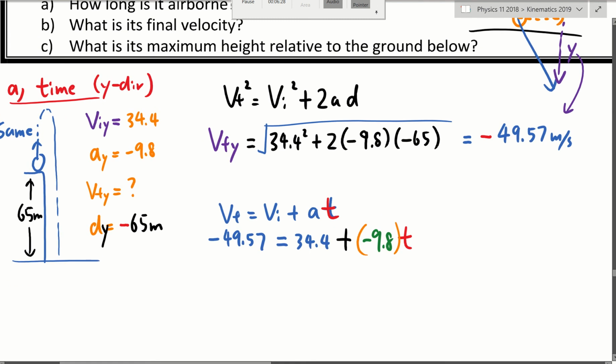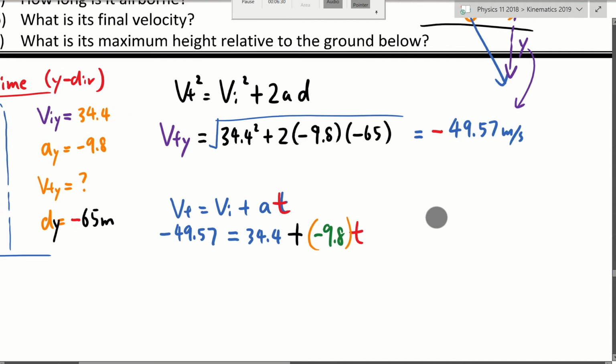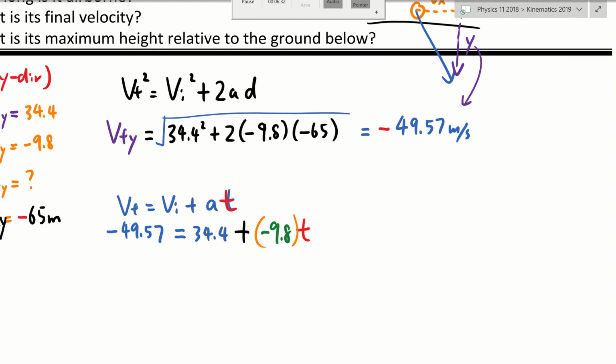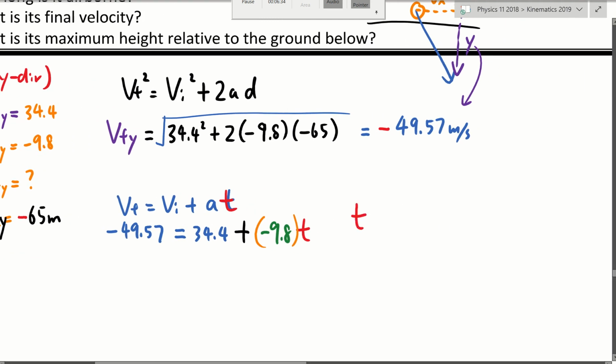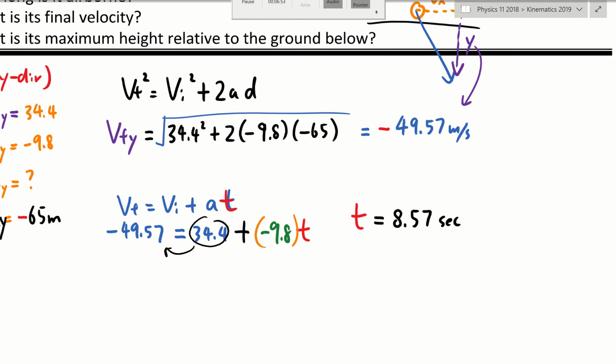But at this point in your physics calculation, we have done the 1D version so many times. I hope this is not a challenging thing for you. So you will move the 34.4, subtract, and then divide by negative 9.8. Of course, you get a positive answer at the end, about 8.57 seconds. Okay, so that is your air time.